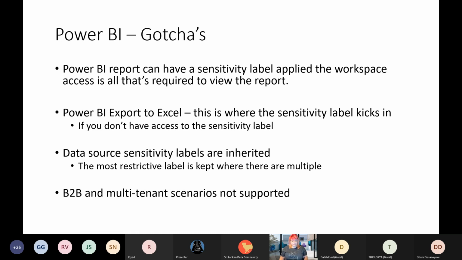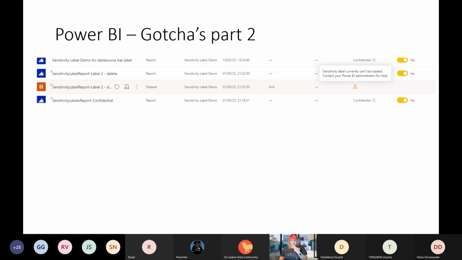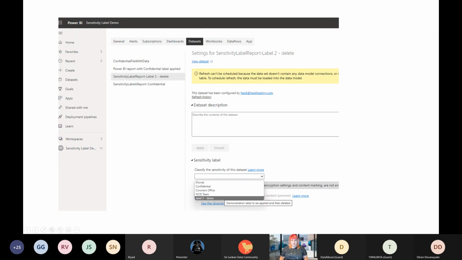Something that I came across just before the presentation today is I published a new Power BI report up to the service, had a new sensitivity label that I only created about 5 minutes before. Power BI Desktop recognised the sensitivity label, but publishing it up, it didn't apply. So this is something to be mindful of. If you are publishing reports with sensitivity labels, just check they've come through. If they haven't, you can simply go into the settings and apply the label via the settings.